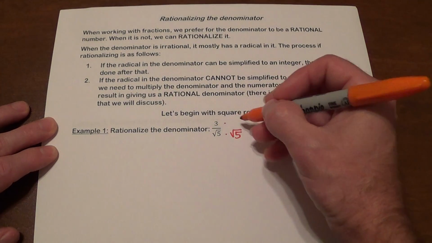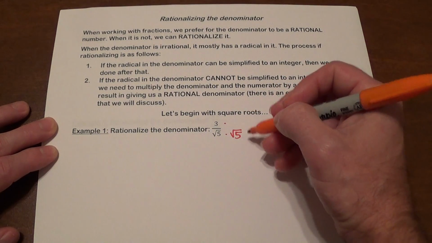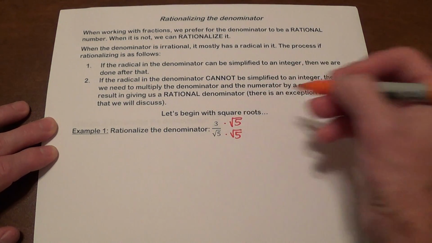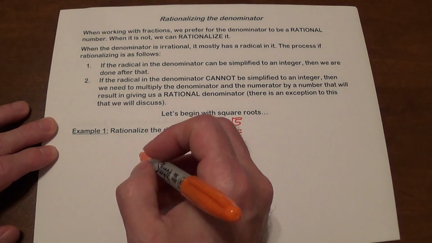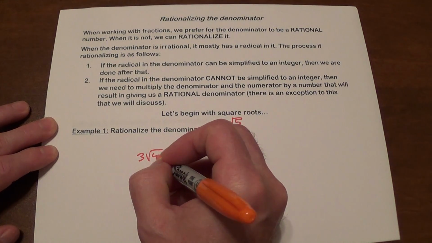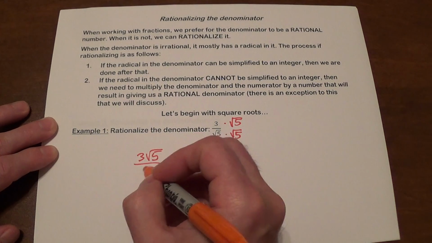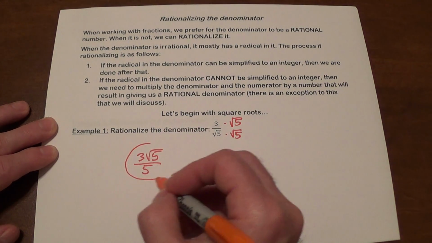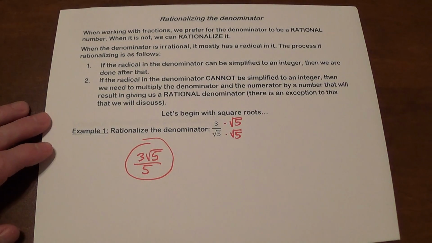But whenever we do something to one part of the fraction, we have to do exactly the same thing with the other part. So we're going to multiply top and bottom by the square root of 5. We're going to get 3 square root of 5 in the numerator, and the denominator is going to be 5. That's a rational number in the denominator now, and that is going to be the answer. Okay, that's all there is to it.